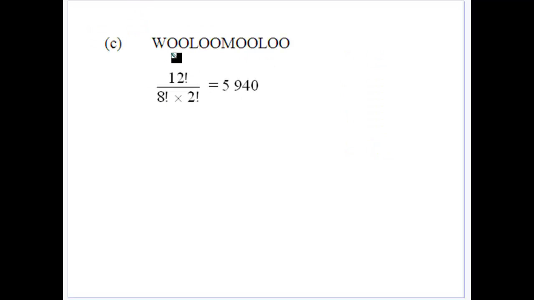Woolloomooloo, always a favourite. So 12 letters there, but 8 O's and 2 L's in there, means we have to divide by 8 factorial and 2 factorial. Means what looks like it starts to be complex isn't that many different. Oh, well, we say that, I mean, it's still nearly 6,000.